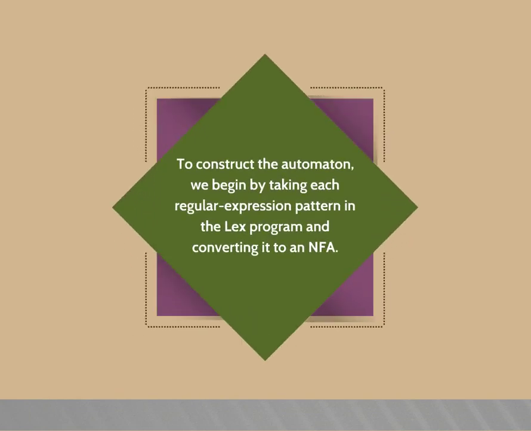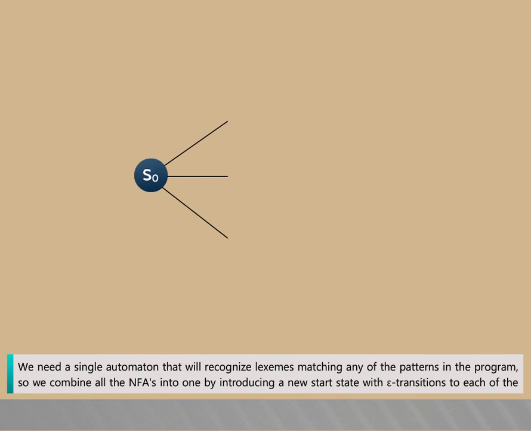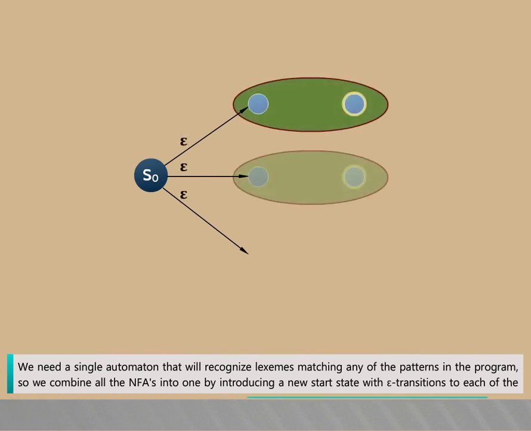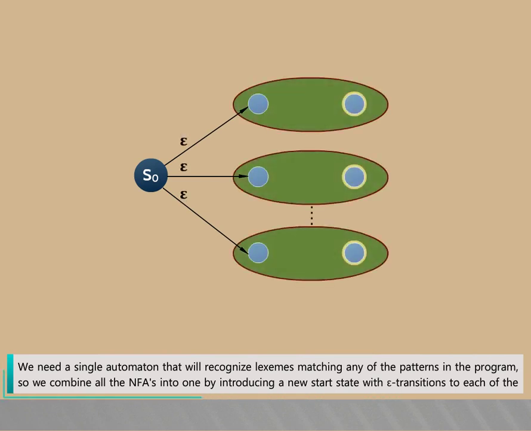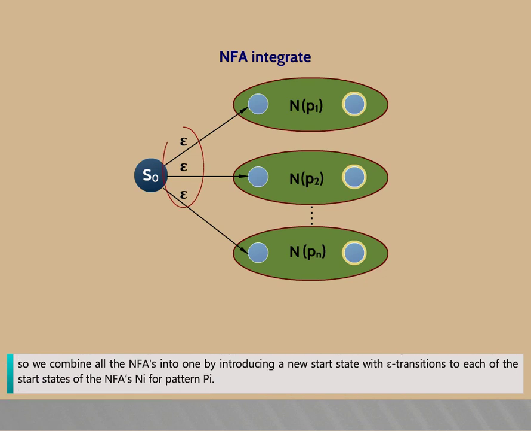To construct the automaton, we begin by taking each regular expression pattern in the Lex program and converting it to an NFA. We need a single automaton that will recognize lexemes matching any of the patterns in the program. So, we combine all the NFAs into one by introducing a new start state with epsilon transitions to each of the start states of the NFAs Ni for pattern Pi.